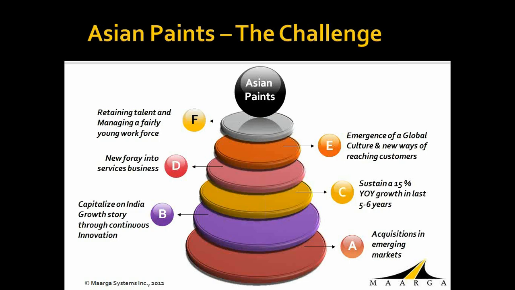So Asian Paints wanted to capitalize on the emergence of a global culture. Like I said, they wanted to capitalize on the India growth story. They had just then forayed into the services business. They were a paint manufacturer and a paint seller, but they had a new foray into the service business in 2010, 2011, which is when they rolled out Connections.